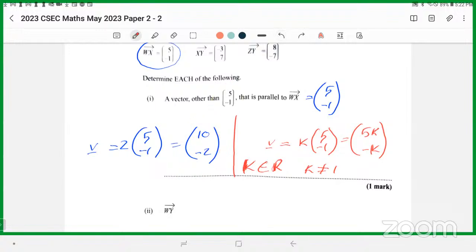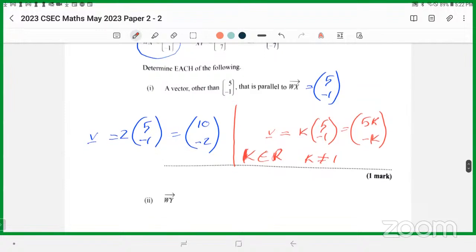And you could put 15, -3 if you want it to multiply by 3. If you multiply by 4, it will be 20, -4. Any vector that is a multiple of this will be parallel to it. But understand that? Everybody good at that before we move on? Yes, sir. All right, good.